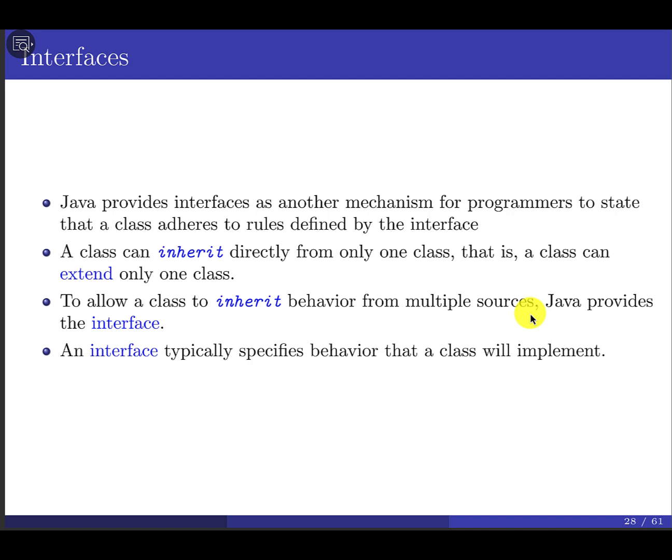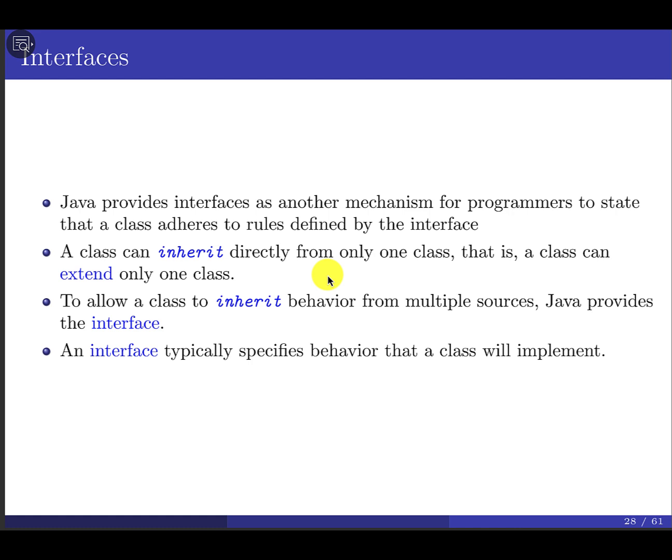Interfaces add more features than the abstract class. A class can inherit directly from only one class. This is the problem with the abstract class. That means if you have, for example, a class A superclass, and you need to extend or inherit a new class from it, you can only extend one superclass, no more.